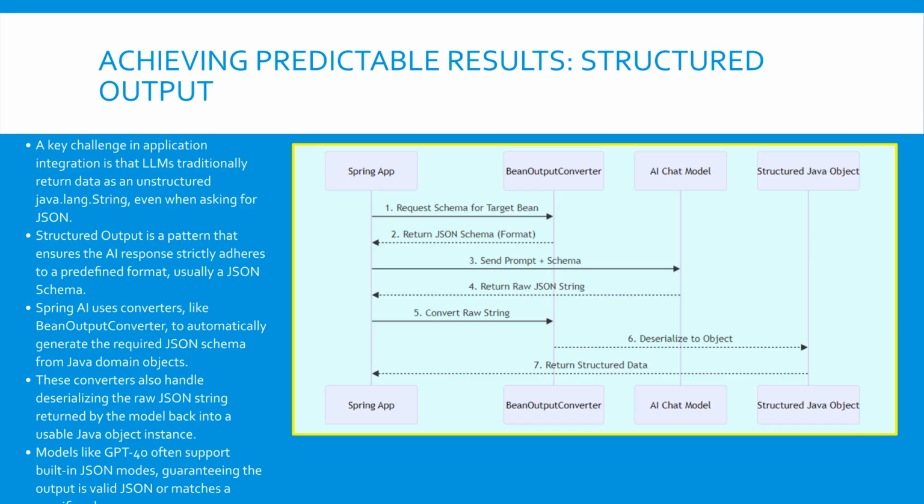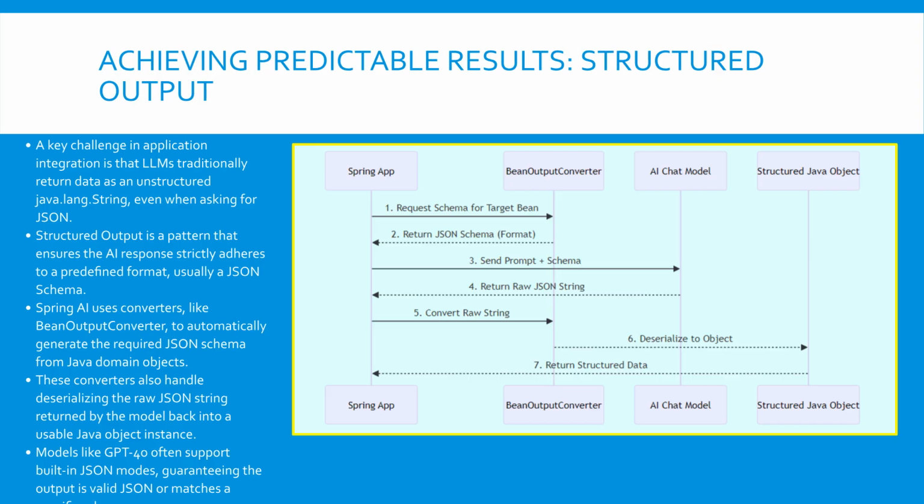This sequence diagram demonstrates the multi-step process for achieving structured output, such as turning an AI's response into a Java class. First, the Spring application uses the bean output converter to automatically generate the necessary JSON schema from the desired Java class structure. The application then sends this schema, often replacing a placeholder-like format, along with the user prompt to the AI model. The AI model, receiving the strict instructions of the schema, generates a valid JSON string as its response.